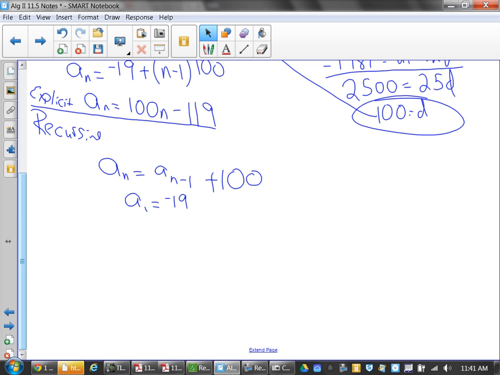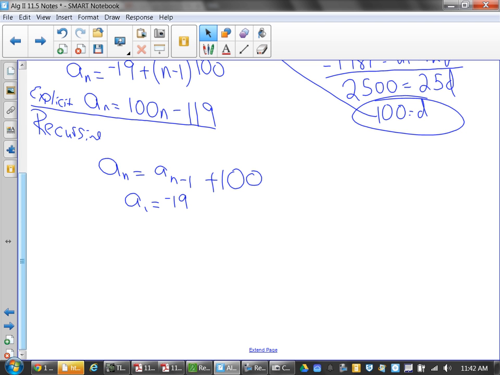How can a sub 1 equal a sub 1 plus 100? What happens there is that the term you're looking for is the term before it plus 100. So if you're looking for the second term, you're looking at the first term and adding 100. Does that make sense? That's what that means. It's kind of a weird way of thinking about it, but that's just another way of doing it.